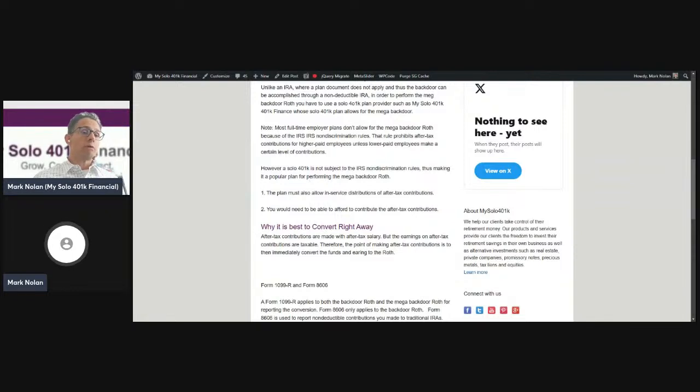So again, a solo 401k is not subject to the IRS non-discrimination rules, thus making it a popular plan for performing the mega backdoor Roth. For instance, let's say you work for Walmart and you contribute to their 401k, and then you're self-employed on the side, so you open a solo 401k. You're going to be able to utilize the mega backdoor Roth for that self-employed solo 401k plan, as long as you open that plan with a self-directed solo 401k provider whose plan allows for the mega backdoor Roth.